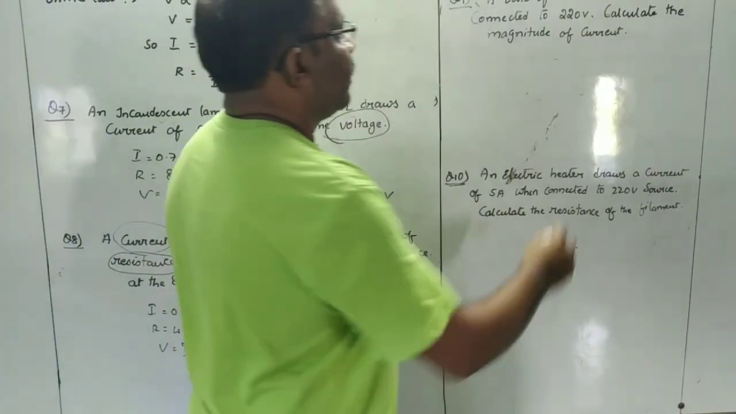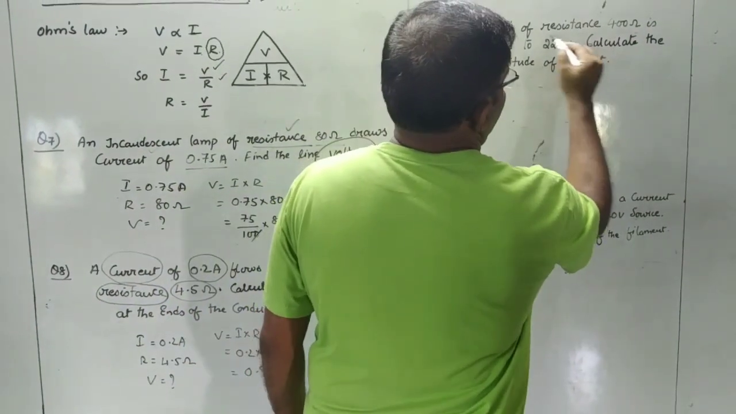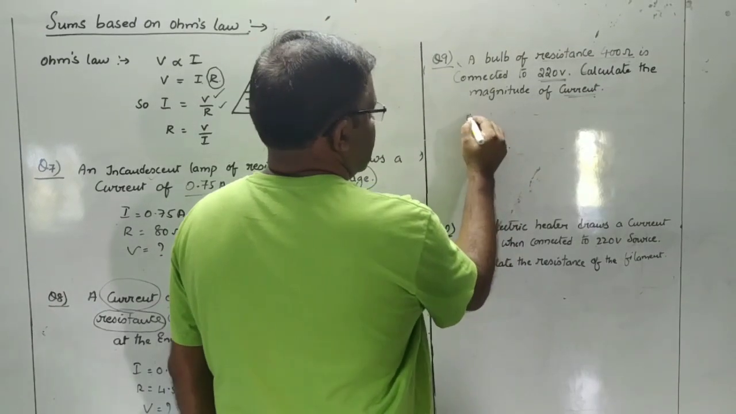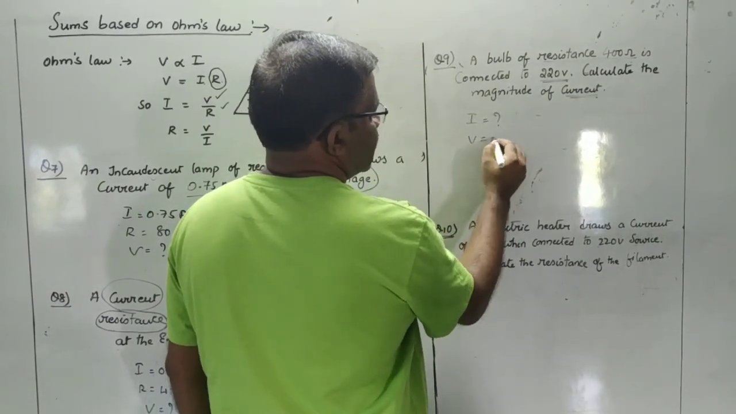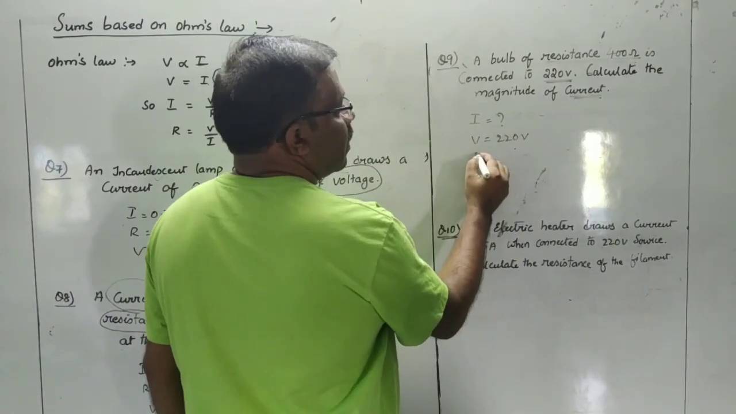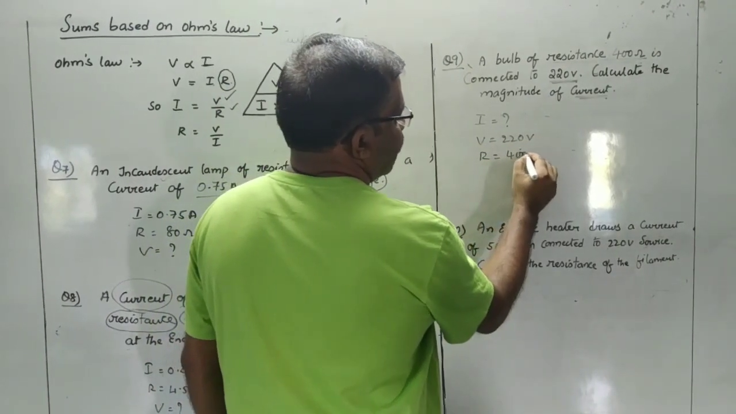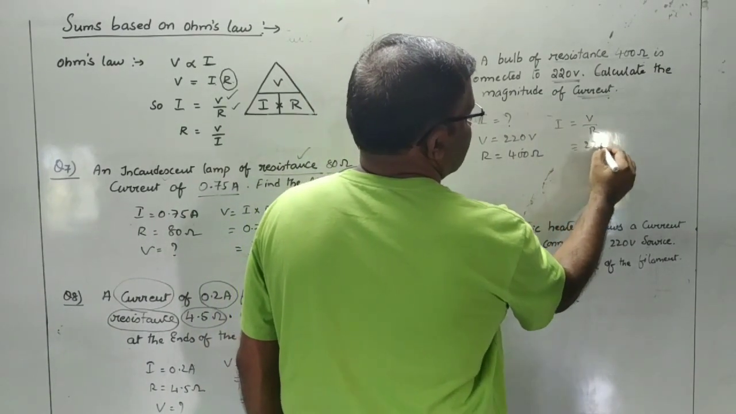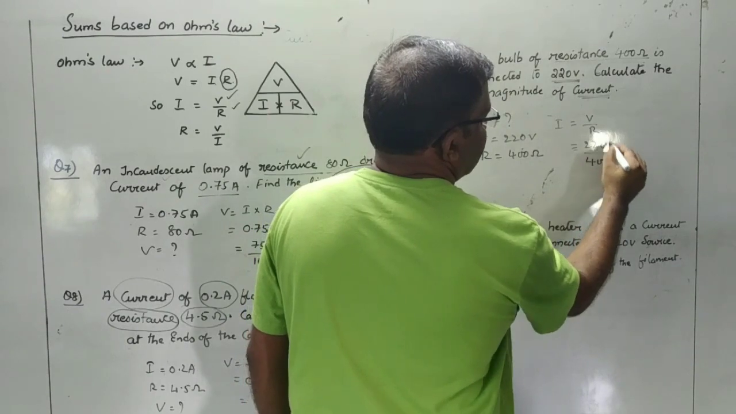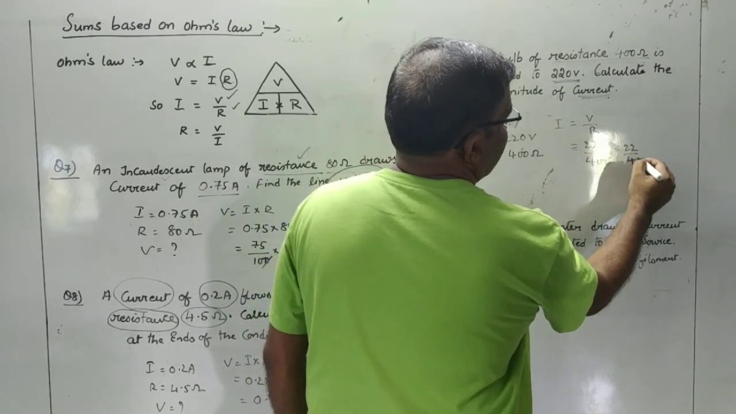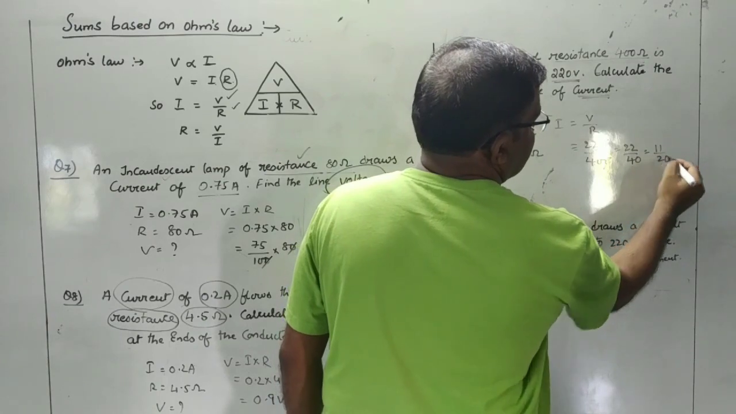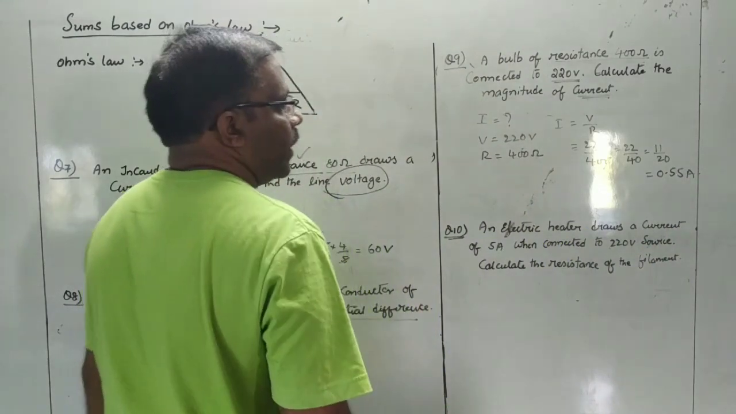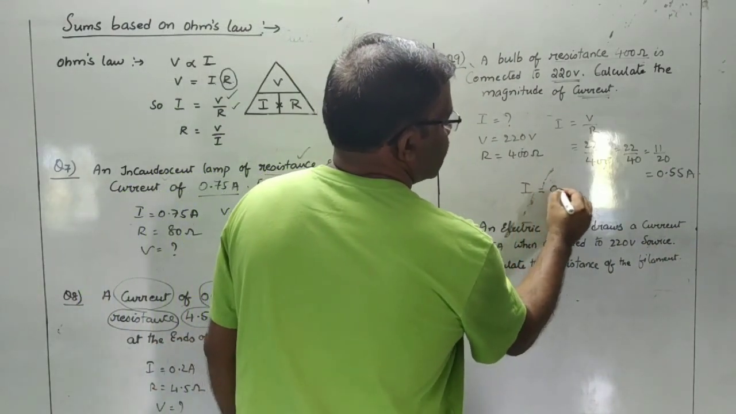Now coming to the next one. A bulb of resistance 400 ohms is connected to 220 volts. Find the magnitude of current. So it is asking us to find out the current value. Voltage is given as 220 volts, then R is given as 400 ohms. So we know I is equal to V by R. So 220 divided by 400, which is 22 by 40 or 11 by 20, which comes out to be 0.55 amperes. So I is equal to 0.55 amperes.